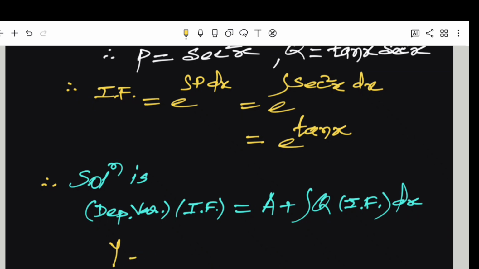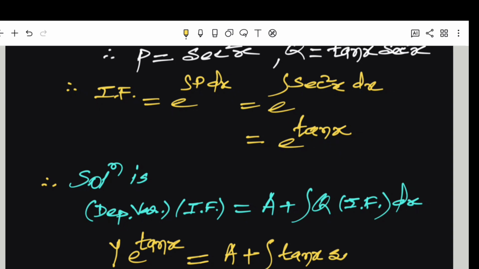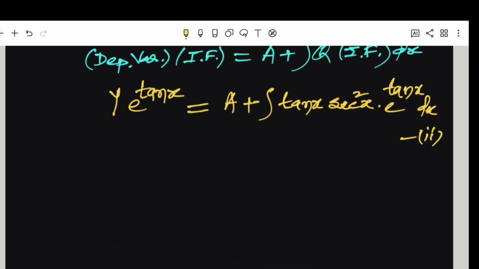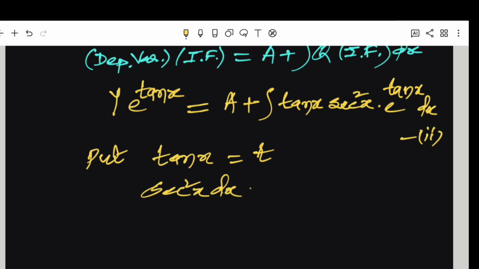For this, the dependent variable is y, IF is e raised to tan x, a plus integration of q, which is tan x into secant square x, into IF, e raised to tan x. A product of three terms of x, integration is not possible. Therefore, we use the substitution technique: put tan x as t, differentiating it with respect to x, we get secant square x into dx as dt. Put it in equation 2.